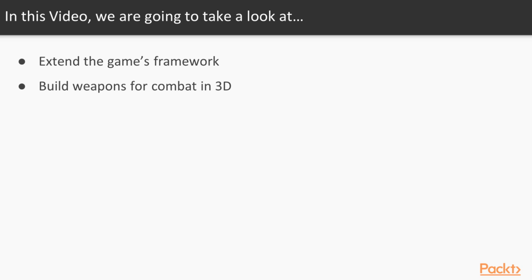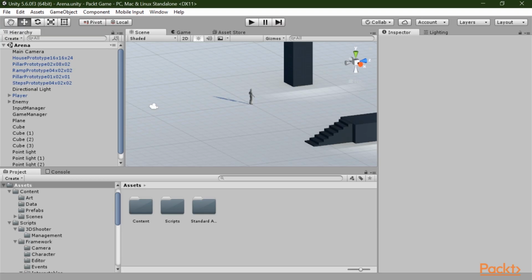Our first goal is to extend the game framework's weapon system to work in 3D. We'll begin by opening the Packed Game project in your Section 2 supplemental materials in the Start folder. This is essentially the project as we left it at the end of the last course section, but I've added some more of Unity's standard assets, primarily the Particles asset package, so that we can use them when we build weapons.